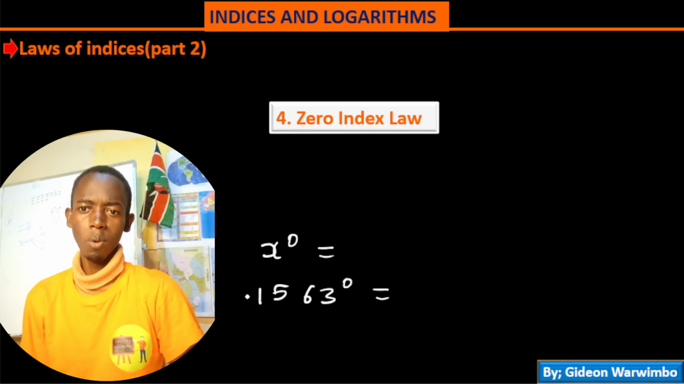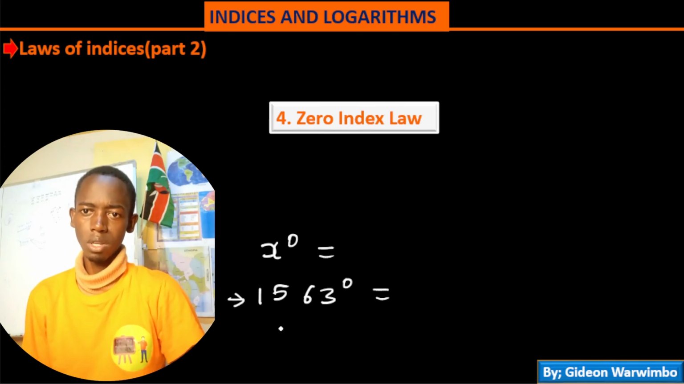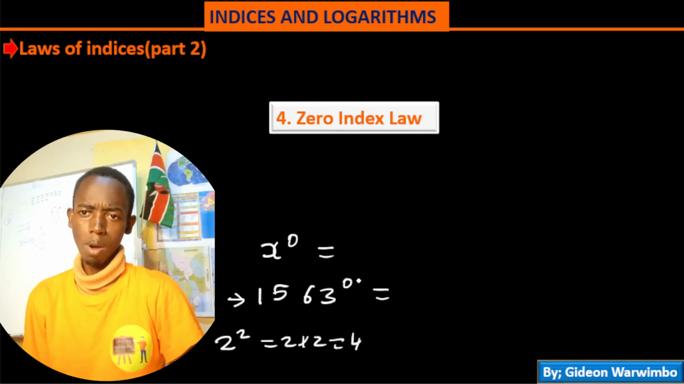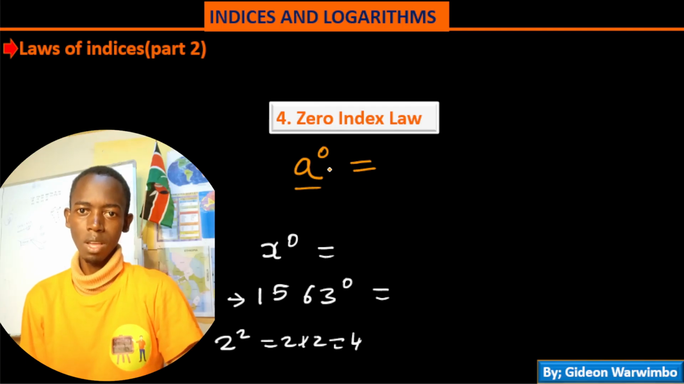And sometimes you may wonder what would be the value of this one, because for others it's very easy to calculate. For instance, a case like 2 to power 2, we know that that is 2 multiplied by 2, which is 4. But what about for a case like this one? That is where we get to apply the law that is called the zero index law. So whenever you are given any number a and you are told that that number is raised to power 0, always know that automatically the result that you get will always be equal to 1.